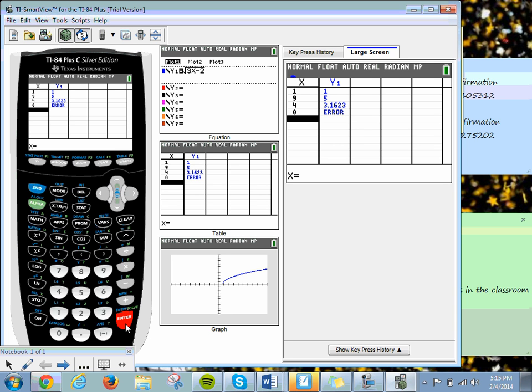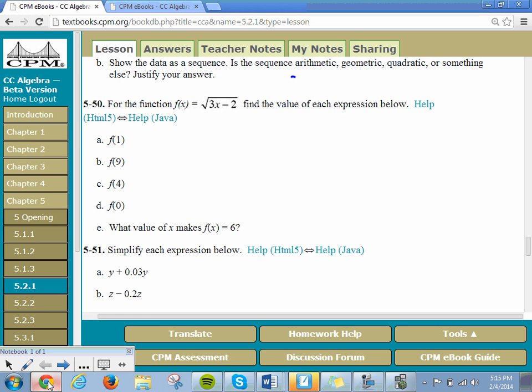So if you solve it by hand, or if you take it to your graphing calculator, the answers that you should get is that for f of 1, our y is 1. For f of 9, we should get 5. For f of 4, we need to get some type of decimal, 3.1623. So if you round that one to about 3.1, 3.2. And then for 0, we get an error. So let's find out why that's happening. That sounds like an interesting one to look at together.